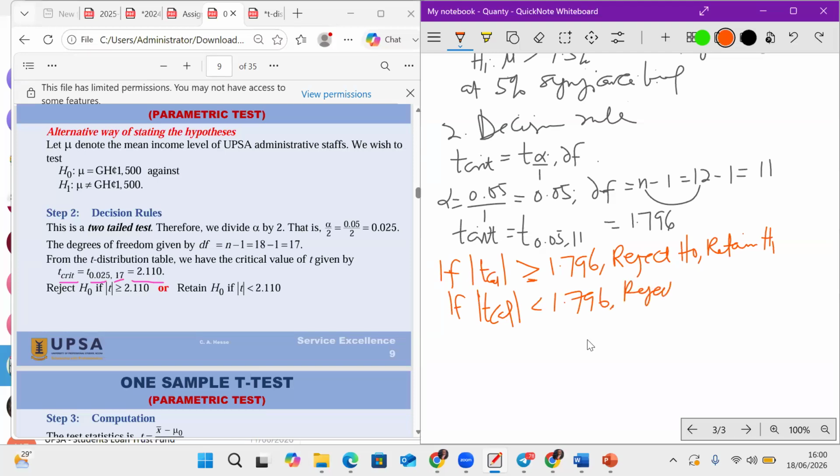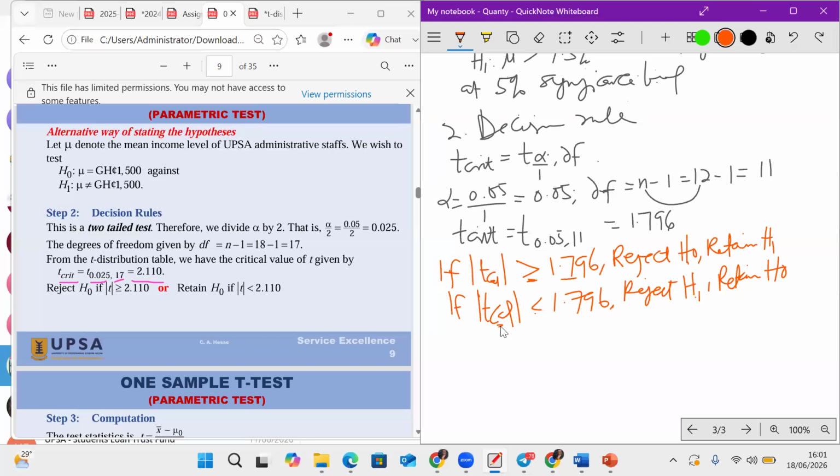Here, what do you reject? It's not H0, it's H1. When it was more than, we are rejecting H0. When it is less than, we reject H1 and we retain what? H naught, or the null hypothesis. That is the decision rule you have stated. So this 1.796 is the T crit.